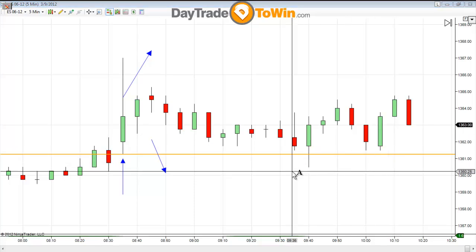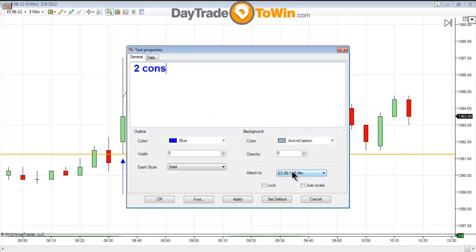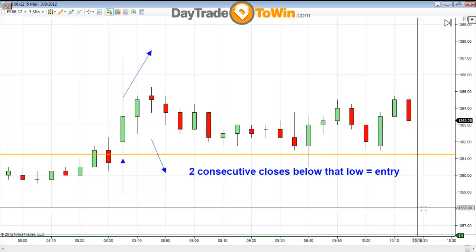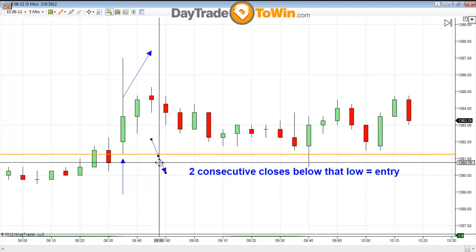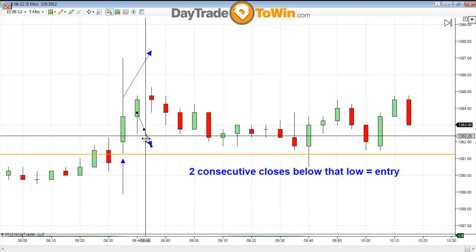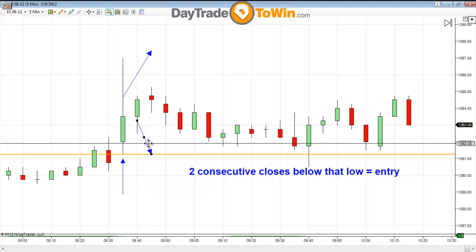2 consecutive closes below that low is my entry. Okay, so 2 consecutive closes below this low here is my entry.